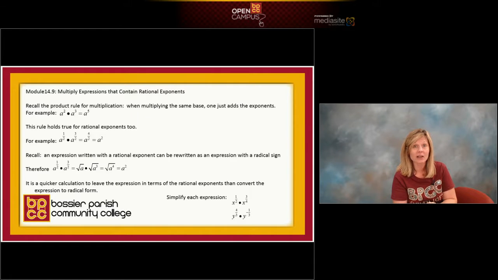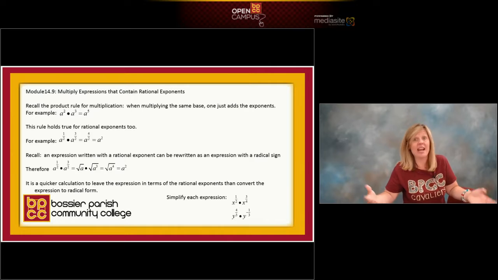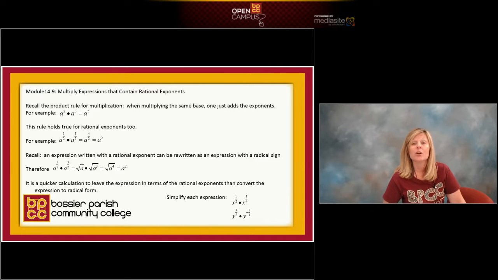Well, guys and gals, the rule doesn't change. The rule is the rule. When you multiply variables, you add exponents. It doesn't mean the exponents have to be whole numbers. If the exponents are fractions, so be it, then add the fractions. But wait a minute. What have you learned about adding fractions? You need a common denominator. So if we have 1/2 and 3/2, do we have a common denominator? Yes, we do. We have a 2.